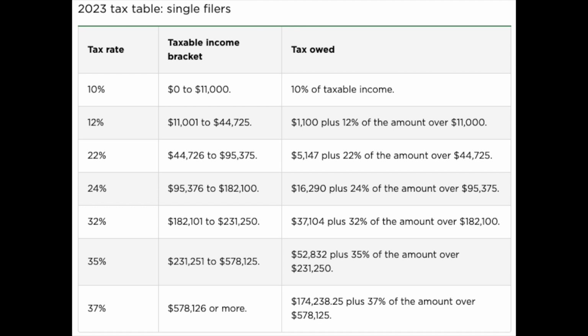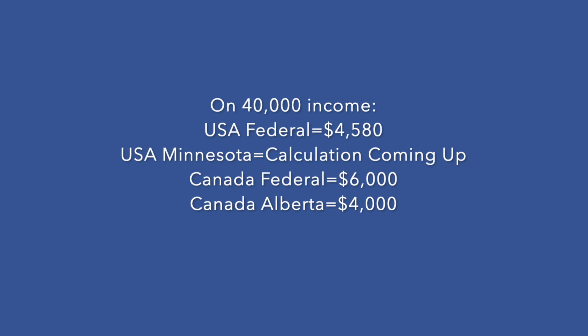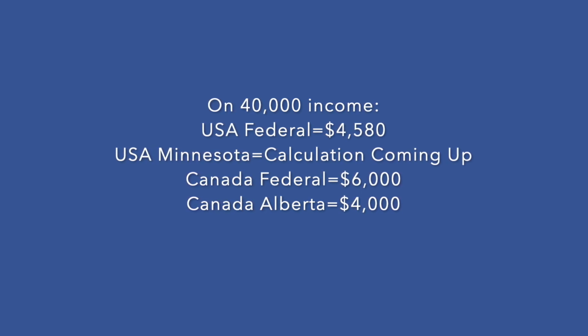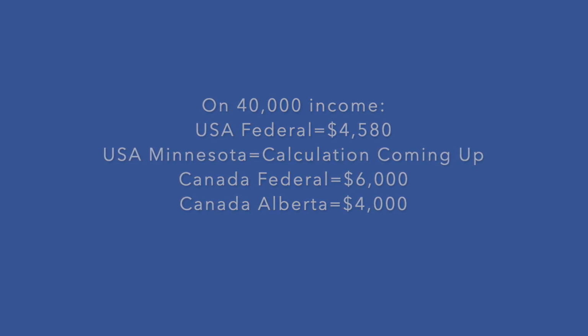So for the US, you can see it would be 10% of the first 11,000. So that would be 1,100, plus 40,000 minus 11,000, which is 29,000. So 29,000 is taxed at the 12% tax rate. 29,000 times 0.12 is 3,480. So you're going to do 3,480 plus the 1,100 from the first 10%, and that gives you 4,580. So 4,580 is what you're going to pay the U.S. federal government. Compared to Canada, which was 6,000, it's 1,420 lower than what you'd pay to the Canadian federal government. So say you live in Minnesota.